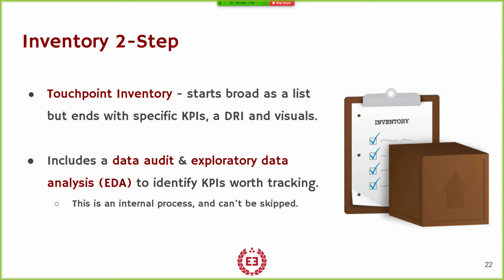Now, this can start as a list. It needs to include specific key performance indicators you think you're going to get from that touch point, who the directly responsible individual is, and what kind of visuals you think you're going to want for this. And I say think because you're not going to get it right the first time. You should be doing exploratory data analysis at the same time that you're looking through these data sets and identifying these data sets through a data audit. And this will help you figure out what KPIs are even worth tracking. But this is not a step that you can skip.